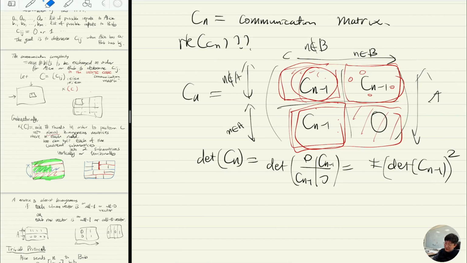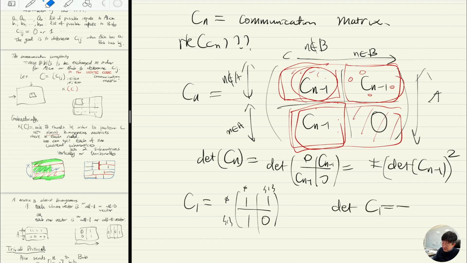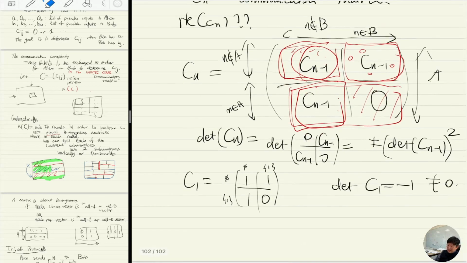Now let's look at C1. What is C1? If both are empty, then it's 0. If it contains 1, oh no, they are disjoint, so it's 1 and 1, 1 and 0. So the determinant of C1 is minus 1. The important thing is that this is non-zero. So that means the determinant of Cn is plus or minus 1 for all n.